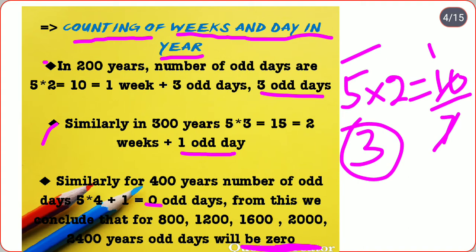Similarly 300 years is equal to 1 odd day. Similarly 400 years is equal to 0 odd days. So we calculate for 800 as well: every 4th century has 0 odd days. So 400, 800, 1200, 1600, 2000. Every 4th century has 0 odd days, equal to a leap year. Do you understand? Shall we go to the next point?